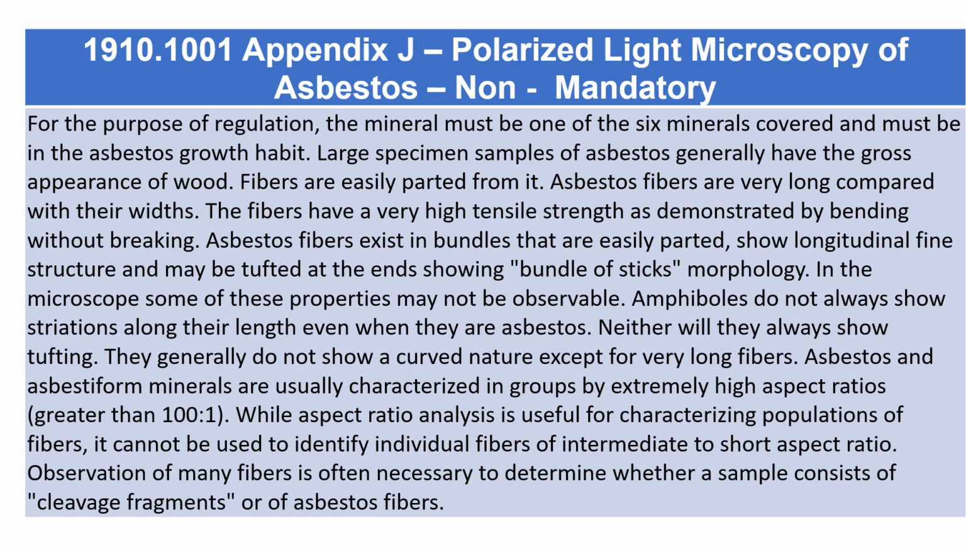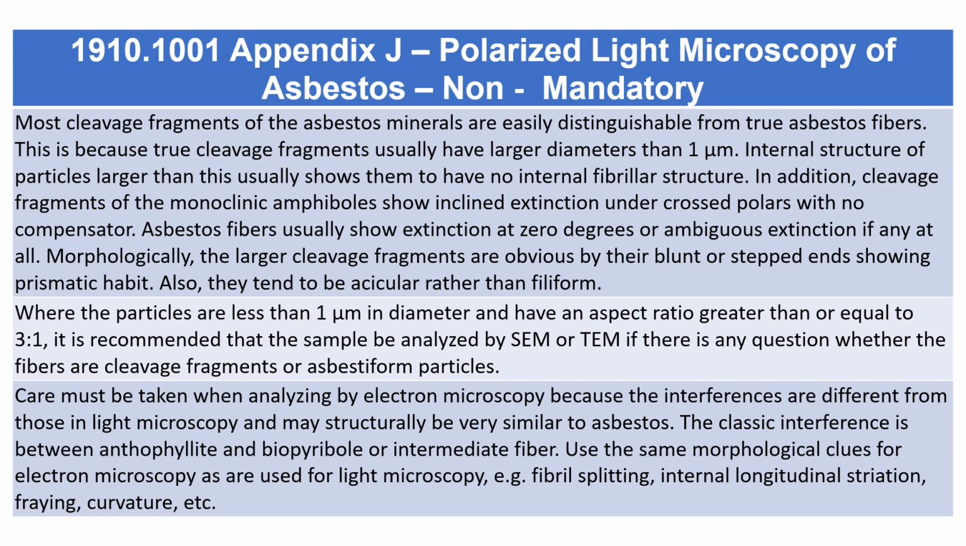Observation of many fibers is often necessary to determine whether a sample consists of cleavage fragments or of asbestos fibers. Most cleavage fragments of the asbestos minerals are easily distinguishable from true asbestos fibers. This is because true cleavage fragments usually have larger diameters than 1 µm. Internal structure of particles larger than this usually shows them to have no internal fibrillar structure. In addition, cleavage fragments of the monoclinic amphiboles show inclined extinction under crossed polars with no compensator. Asbestos fibers usually show extinction at 0 degrees or ambiguous extinction, if any at all. Morphologically, the larger cleavage fragments are obvious by their blunt or stepped ends showing prismatic habit. Also, they tend to be acicular rather than filiform.